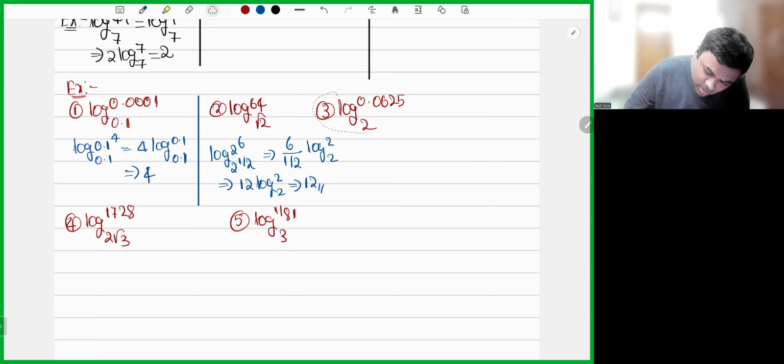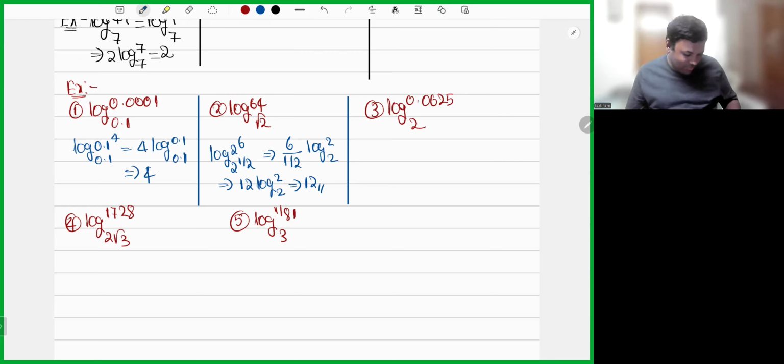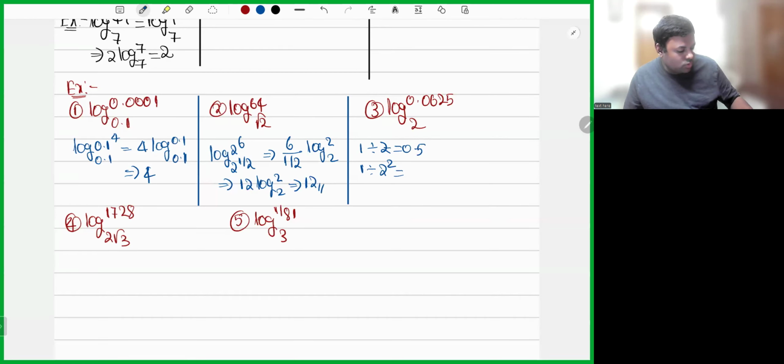Next. Log 0.0625 to the base root 2. Sorry, to the base 2. This is little tricky, my dear friends. Okay. See, at first instance, you may not get the answer, but it's simple. Log 0.0625 to the base 2. Now, what is 1 by 2? 0.5. What is 1 by 2 square? Let's check. 1 divided by 2 square, 0.25. 1 by 2 cube, I hope 0.125.